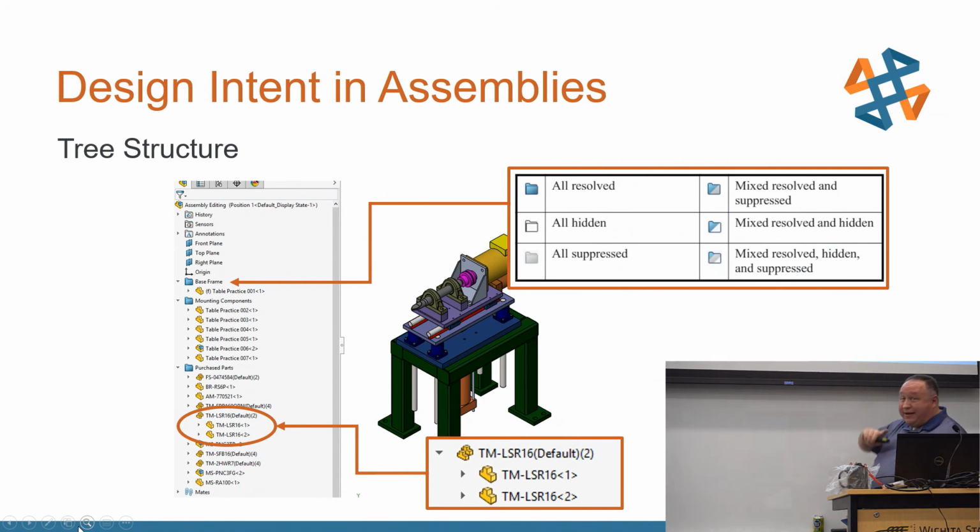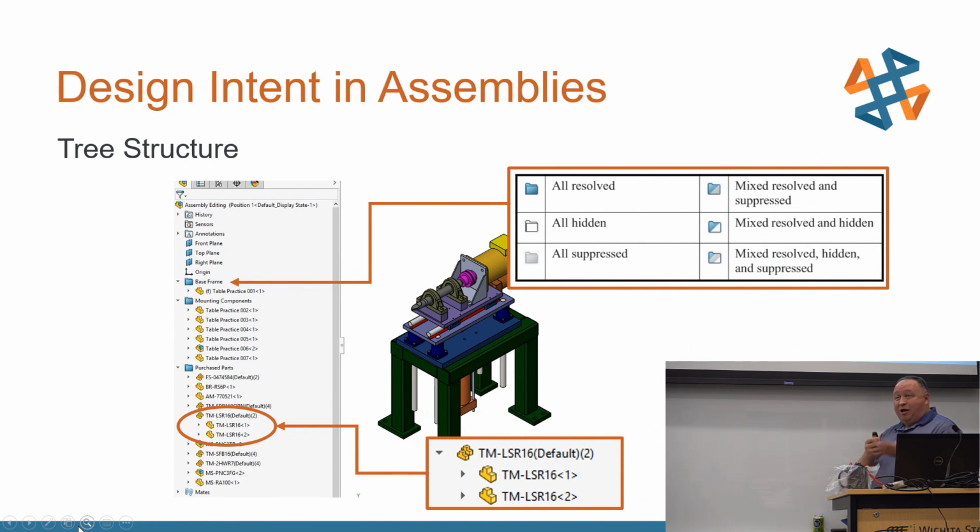So we talked about folders. There's some new colored icons for folders. Sometimes you might see an icon where it's blue. That means everything is resolved inside of that folder. Everything's there. If I see the white folder, everything in that folder is hidden.